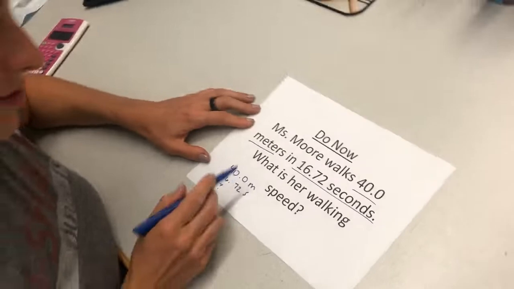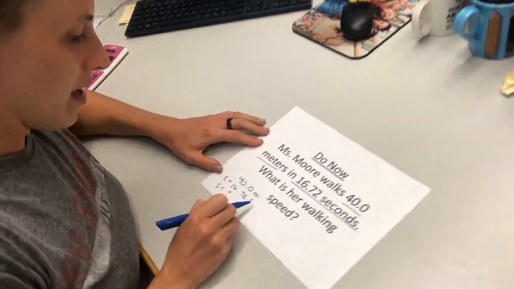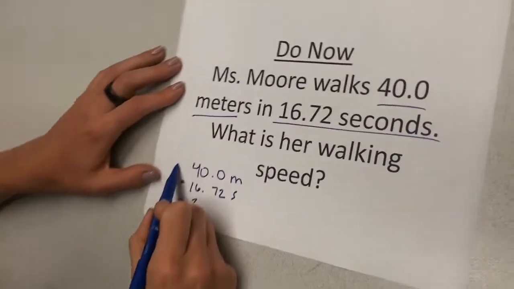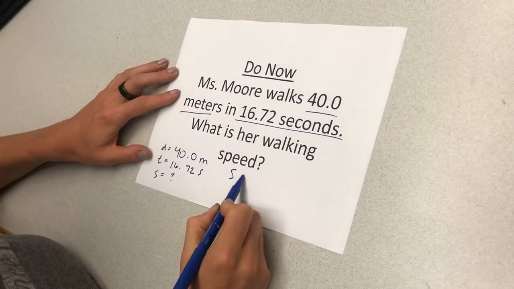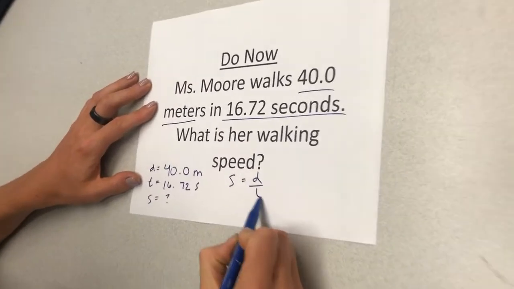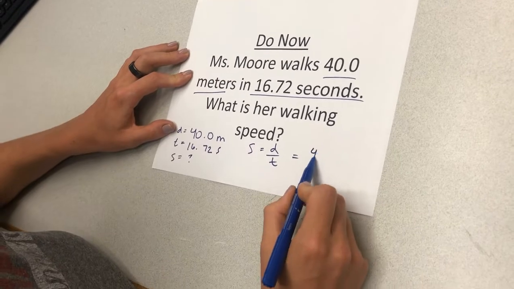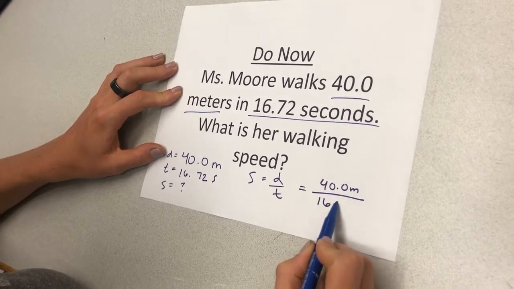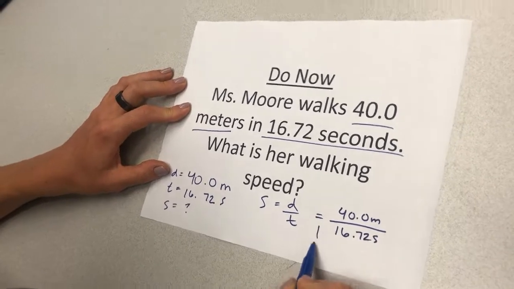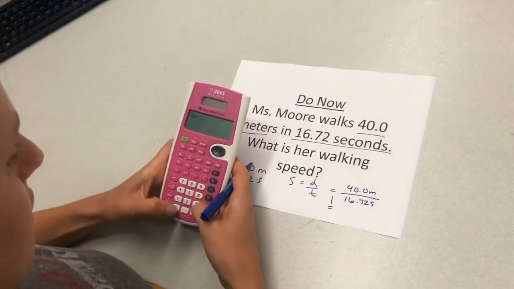I've got units of seconds, so that is time. And then I have meters, and that is distance. If I remember correctly, speed equals distance divided by time. I plug in distance on top. I divide it by the amount of time it takes me to do it. And then I plug it into my calculator.